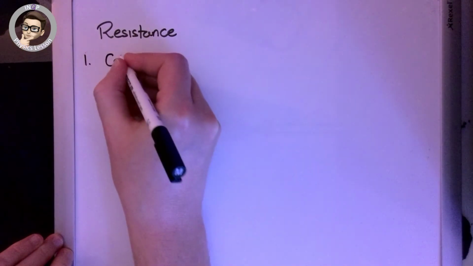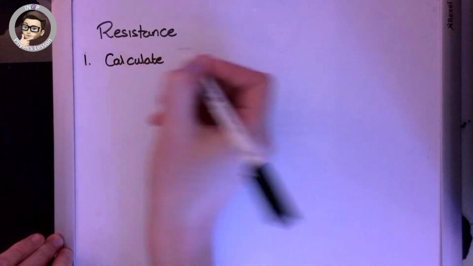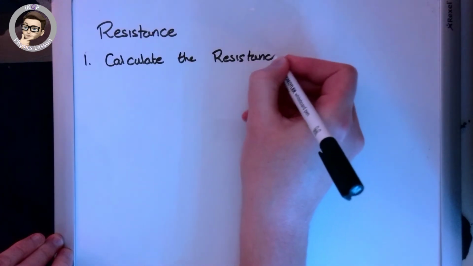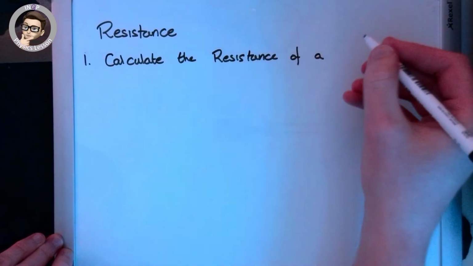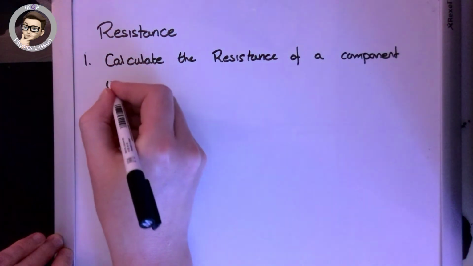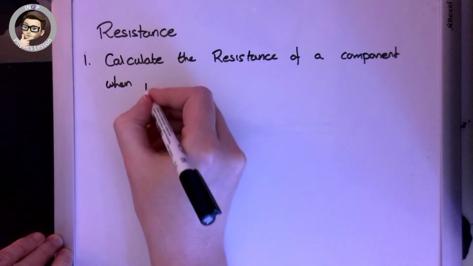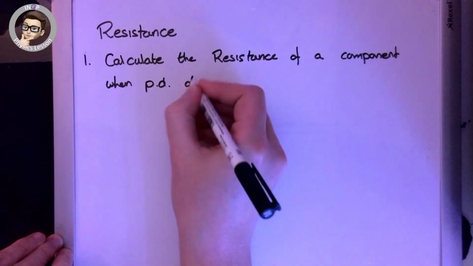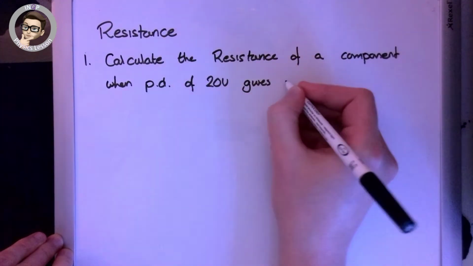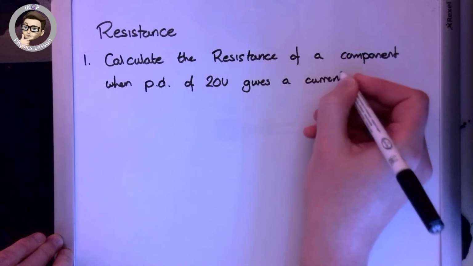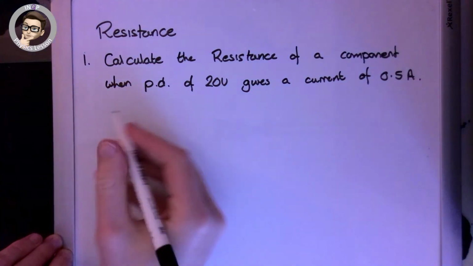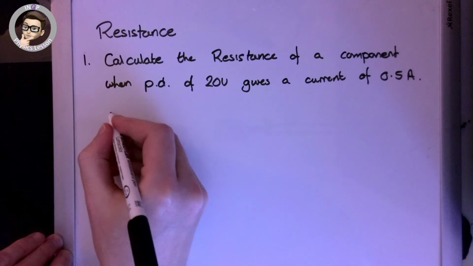I would like us to calculate the resistance of a component when a potential difference, a PD, of 20 volts gives a current of 0.5 amperes. Okay, so first of all, as we've always been doing, we write down what we know.